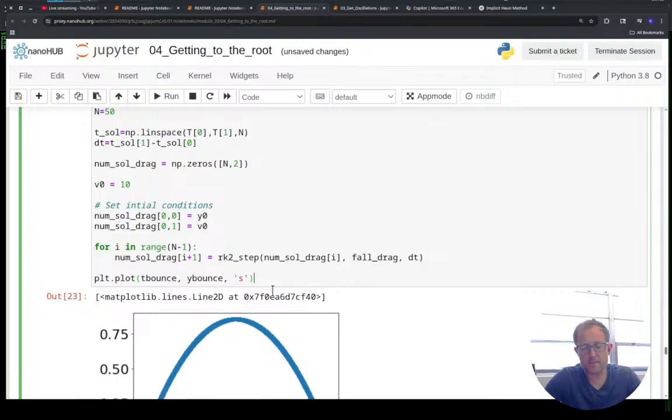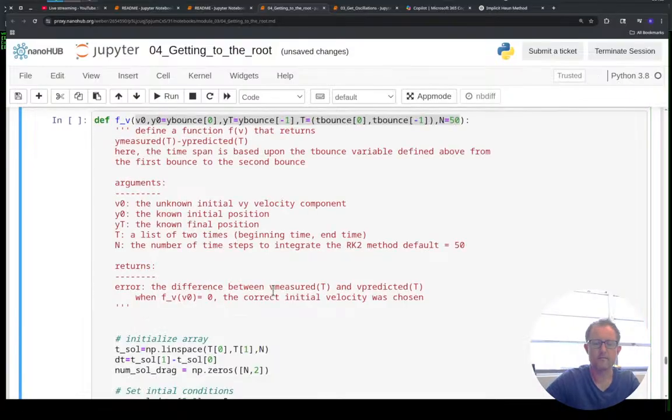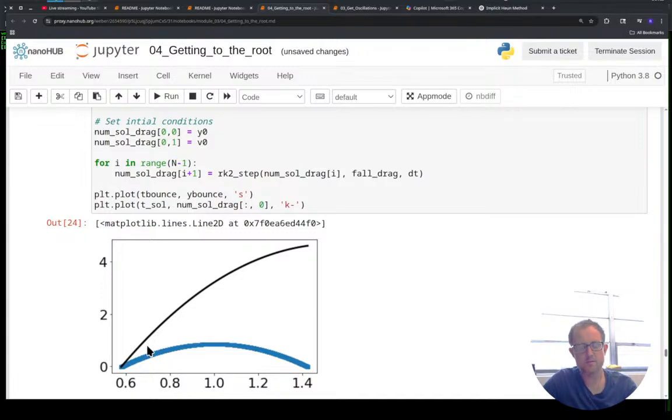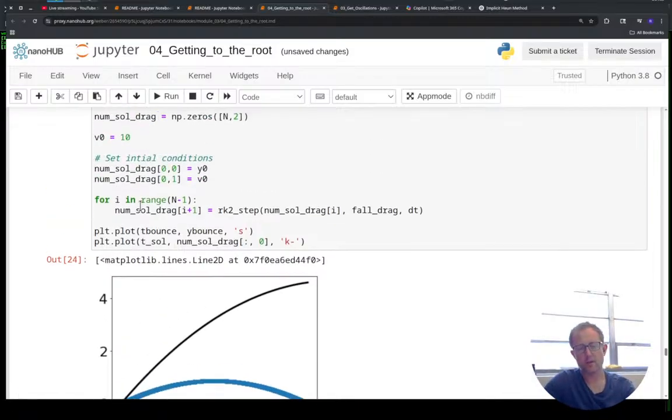Now, with v equals 10, what was my path? Where did things go? So I know that I want to plot t solution and numSol drag, show me every height, and we'll do a black line. So in this case, if the initial velocity was 10 meters per second, it would have flown off the ground, and by the end of the time, it's still climbing. So 10 meters per second is way too fast.